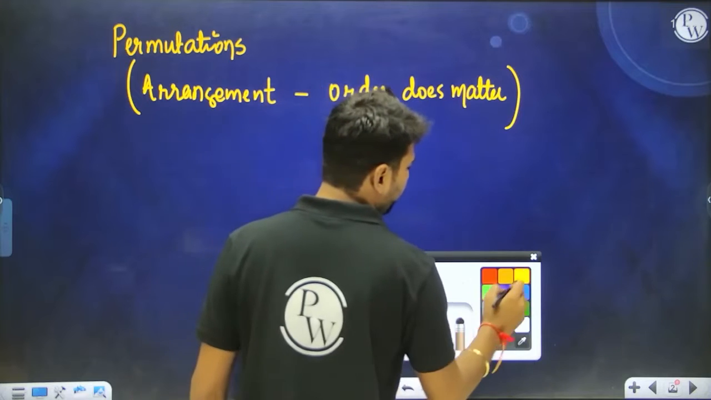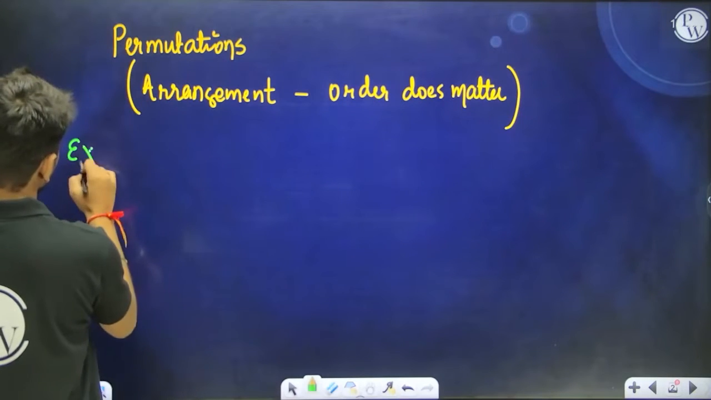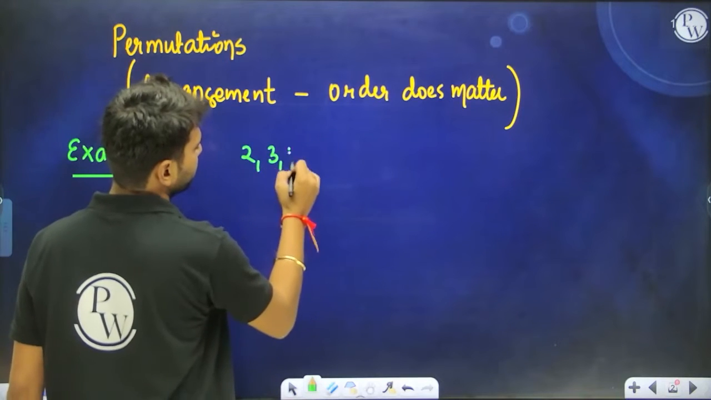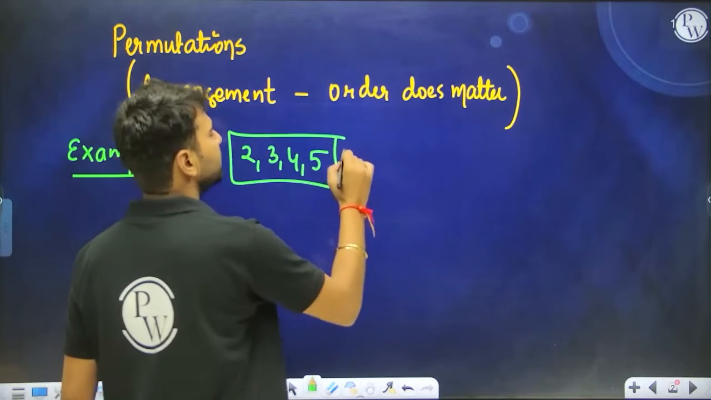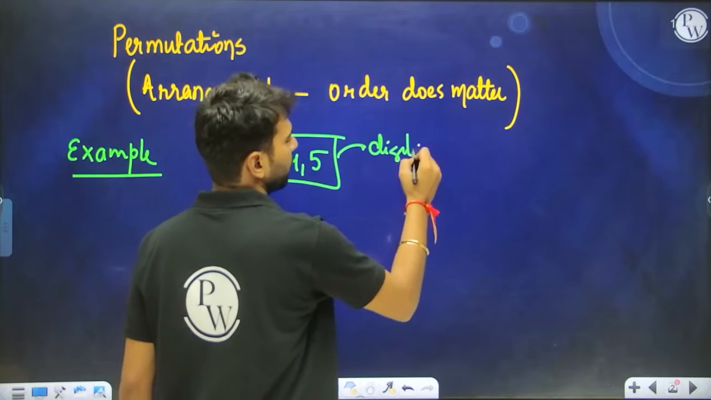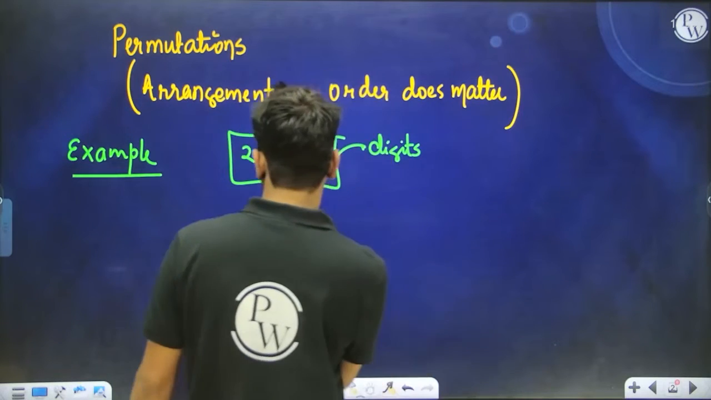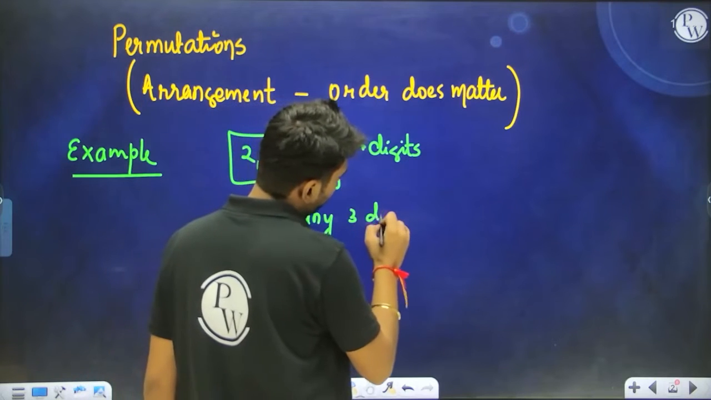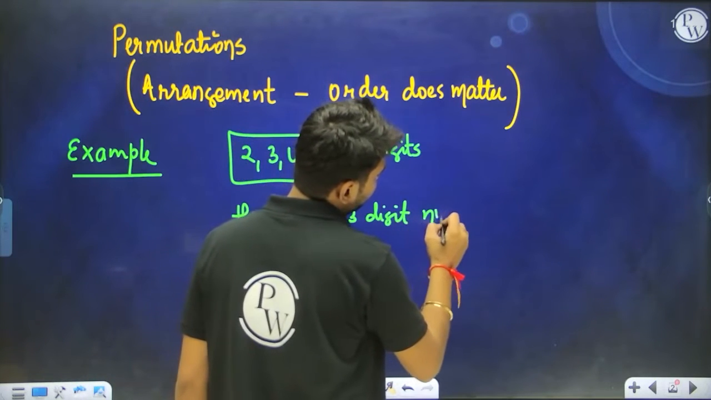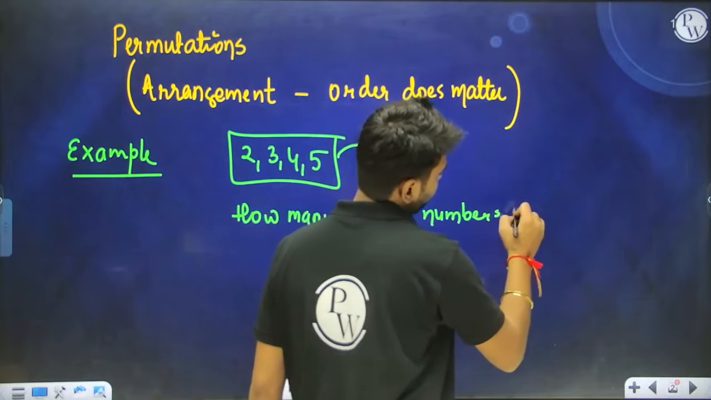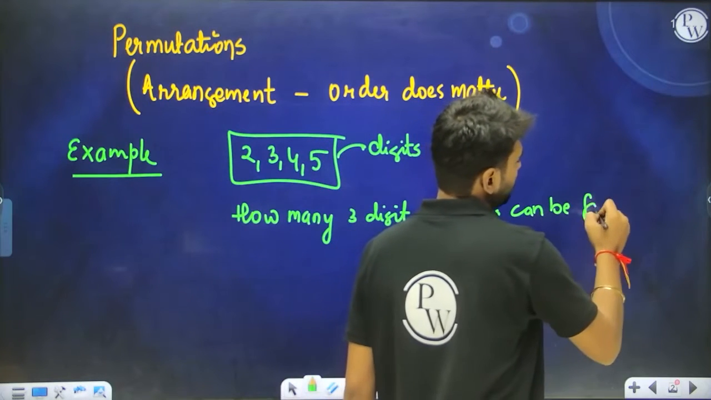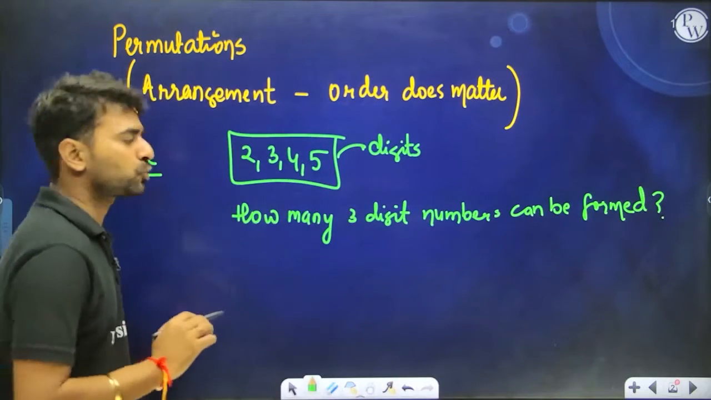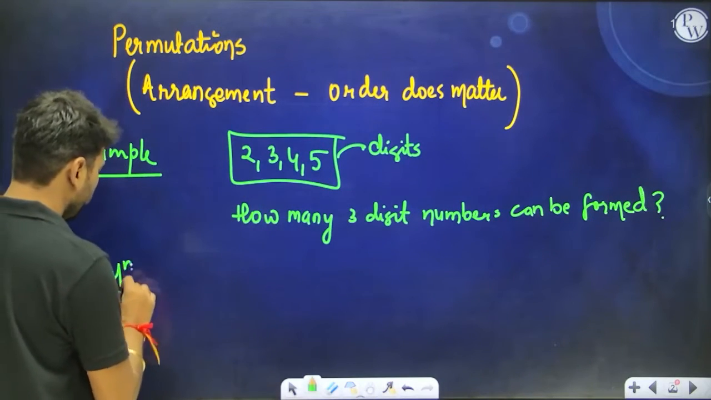Let's say I have given you a few digits. Example, these are the digits I have given you. And if I ask you how many 3-digit numbers can be formed, there are numerous ways to solve these kinds of problems. Let me tell you one particular thing.